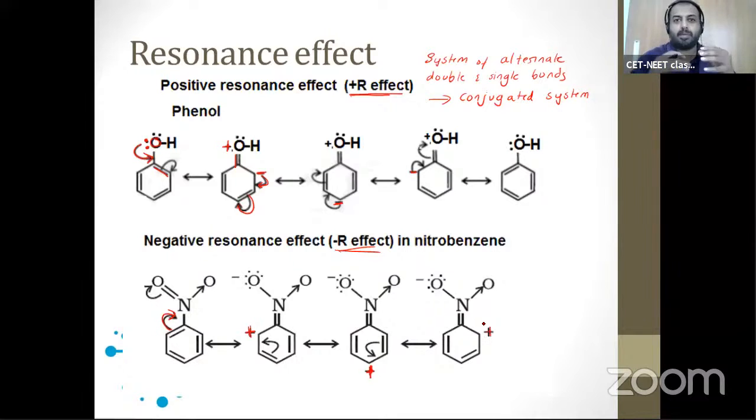Indicating system is losing electron density. So minus R: loss, minus. Gain, plus. Remember that way. This is all about resonance effect. Resonance and resonance effect. Hope you understood this.